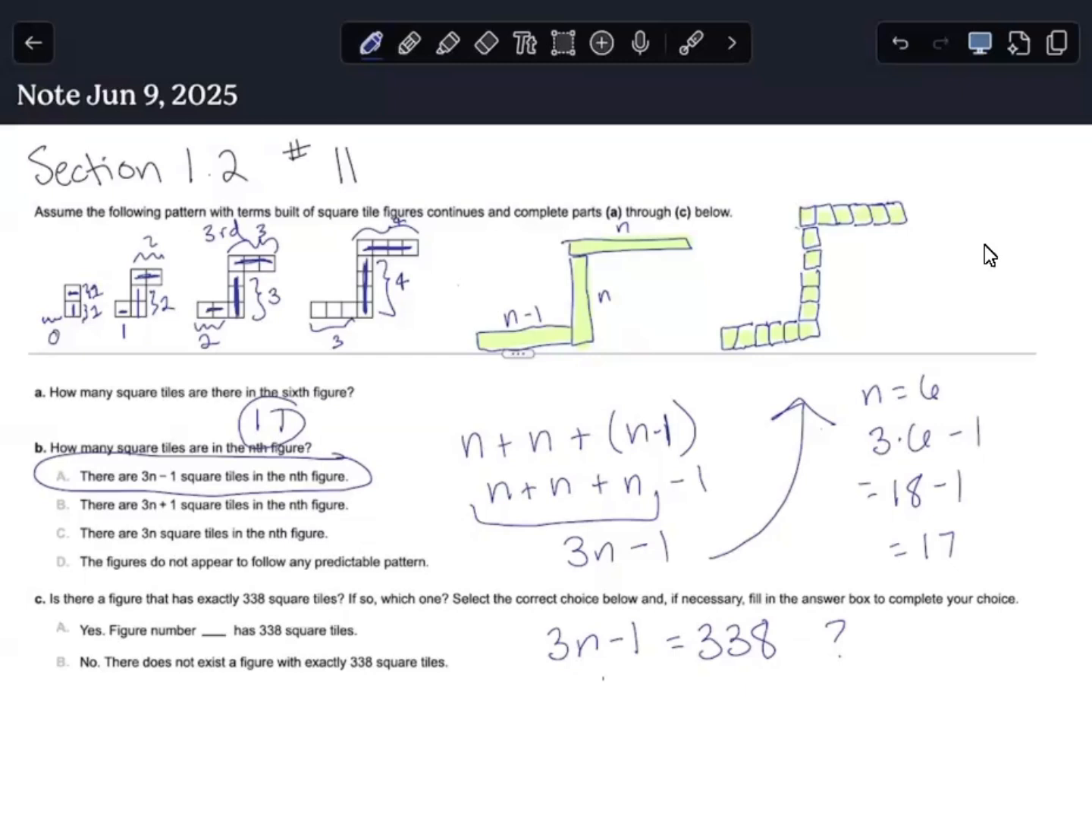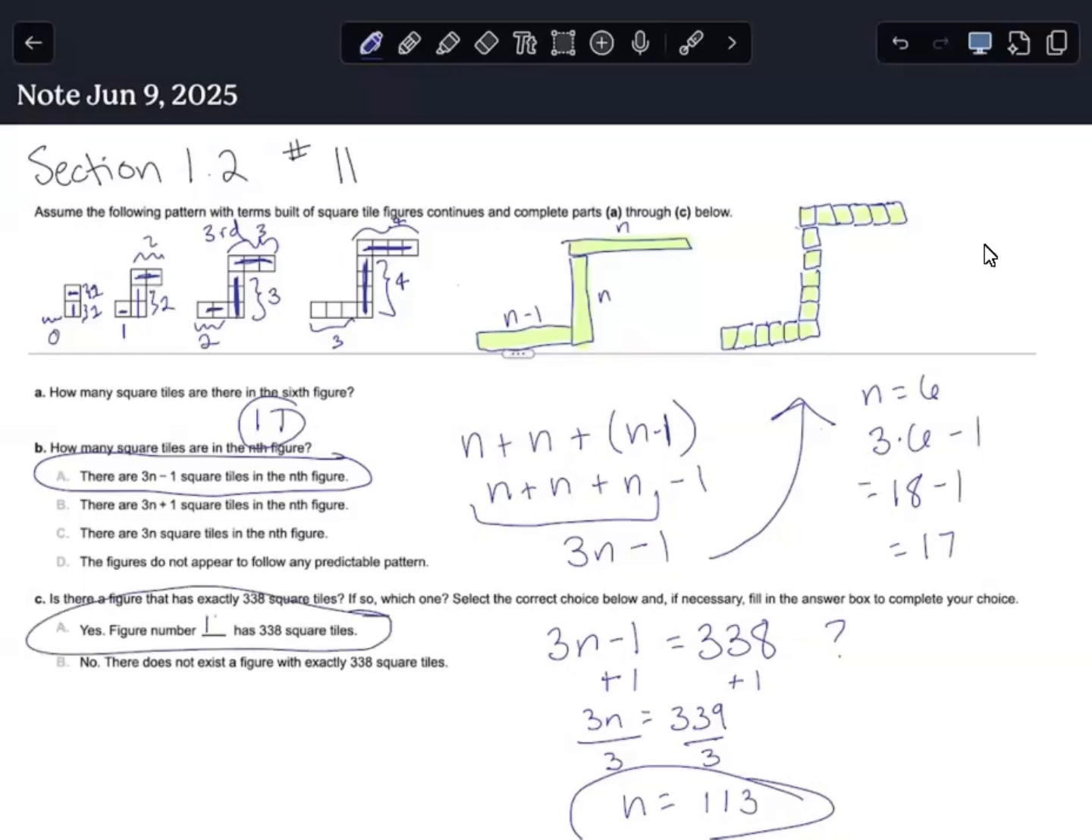So here I'll just solve for n by adding 1 to both sides. So 3n equals 339. Divide both sides by 3. I'll use my calculator, or you can try to do it in your head. This would be 113. So yes, there is a figure that will have 338 square tiles, and that will be the 113th figure.